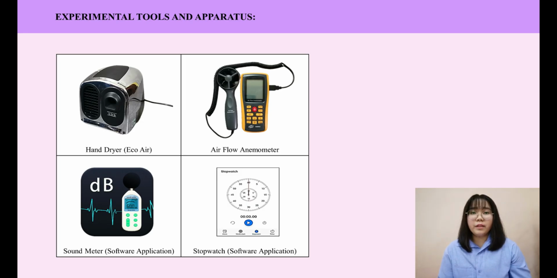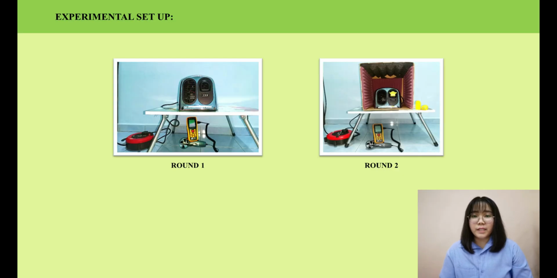Next, the experimental tools and apparatus used in this project are the Eco-Air hand dryer model, airflow anemometer, sound meter, and stopwatch, which are software applications that can be found in the smartphone. For the experimental setup, there are 2 rounds of experiments that have been conducted. The first round of experiments shown on the left is the default setting of the hand dryer in its original state, while the second round of experiments shown on the right is the experiment prior to DOE, which involved the use of nozzles and insulations.